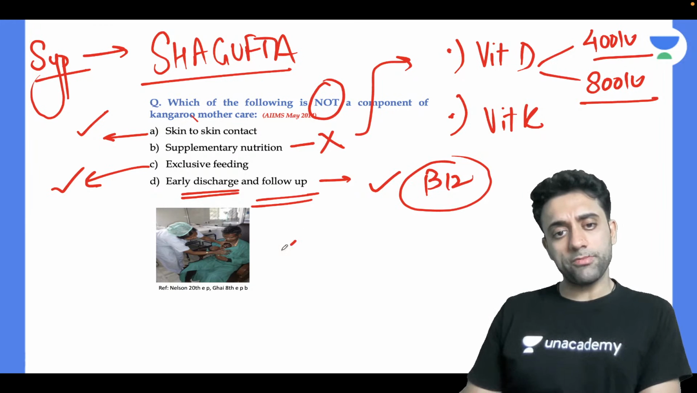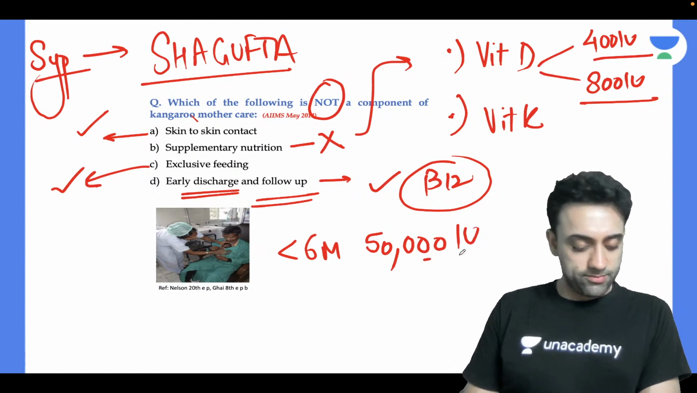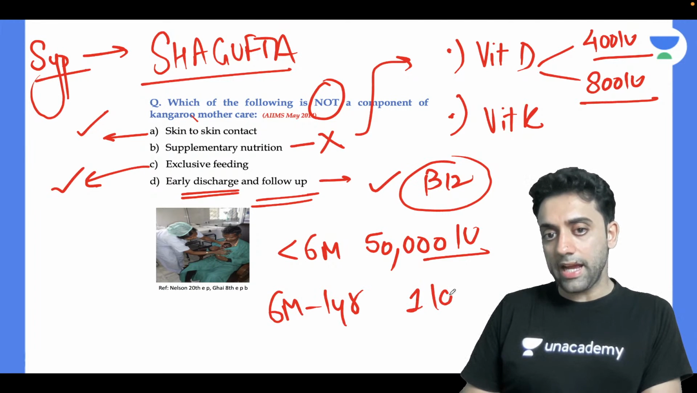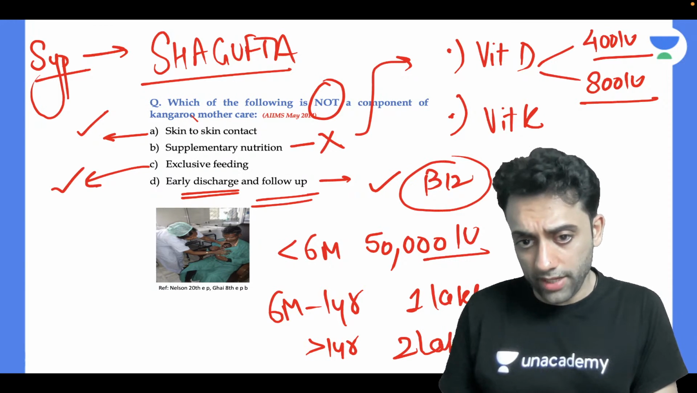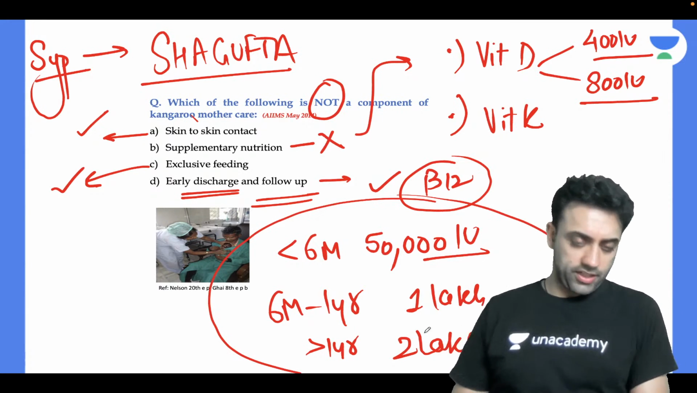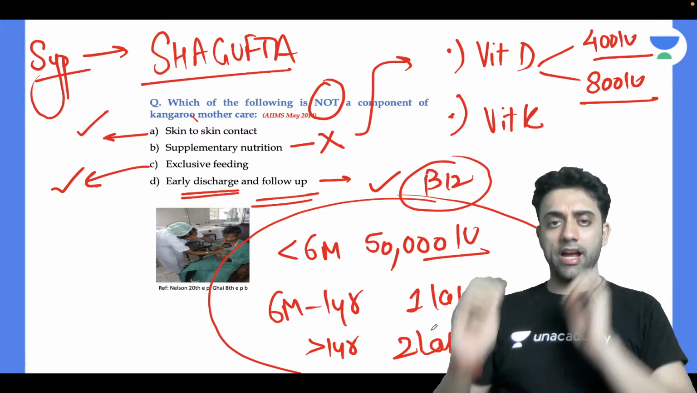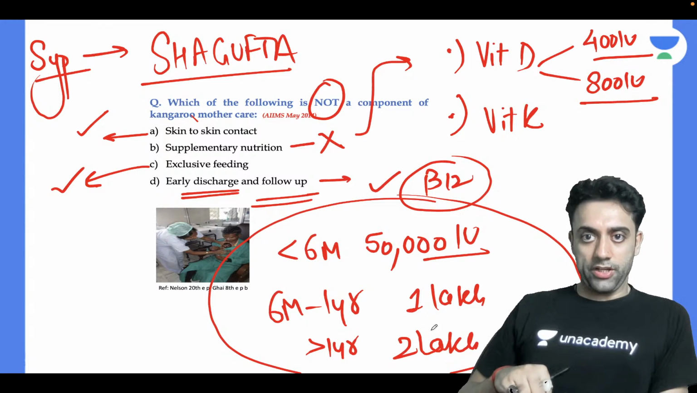विटामिन ए हम देते हैं, कितना देते हैं usually same के बेबीज में? Less than 6 months, yes, very good. Less than 6 months 50,000 IU, 6 months to 1 year 1 lakh IU, and more than 1 year 2 lakh IU, right? This is what we give, right? Number one.